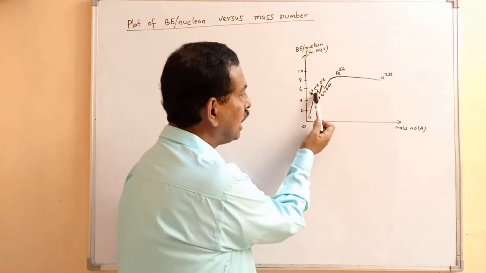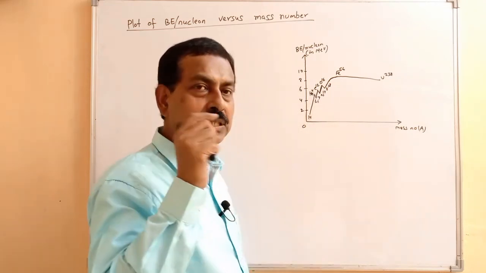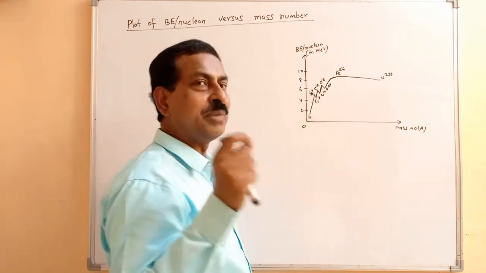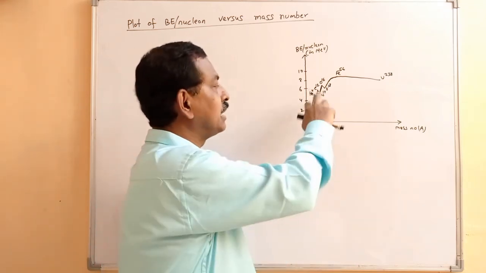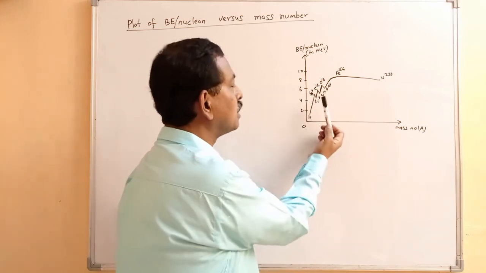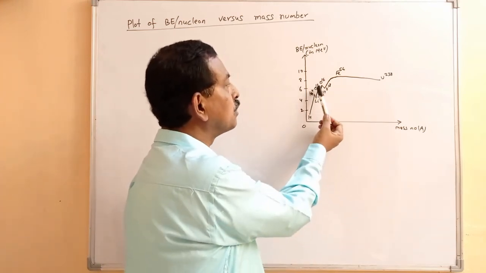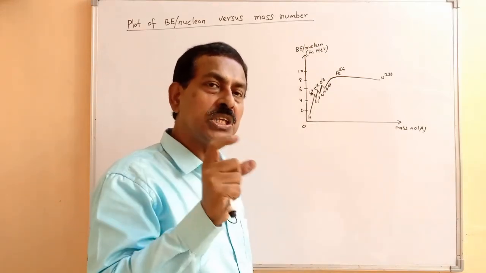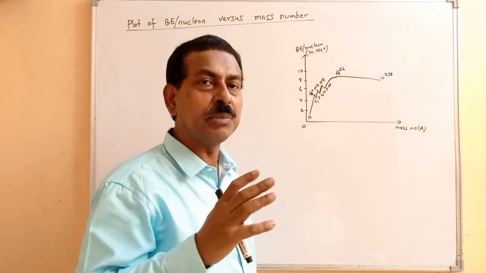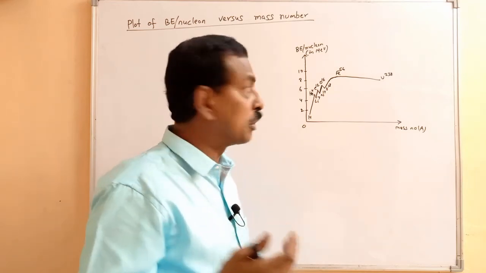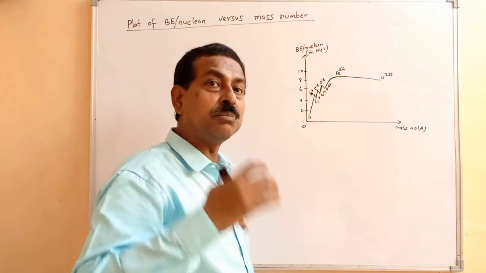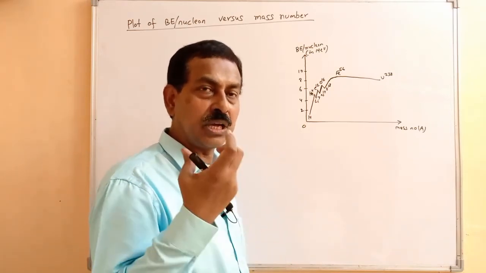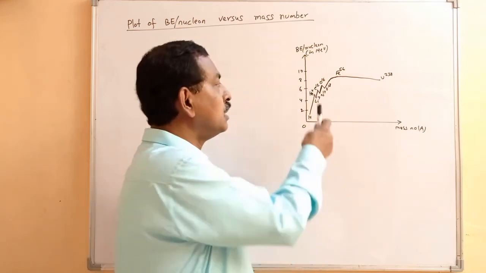Now these peaks are indicating that these nuclei are more stable than their neighboring nuclei. These peaks are for helium, carbon and oxygen. So these nuclei are relatively more stable as compared to their neighboring nuclei, because their binding energy per nucleon is more, that means they have released more amount of energy for their stability once they have formed the nucleus.